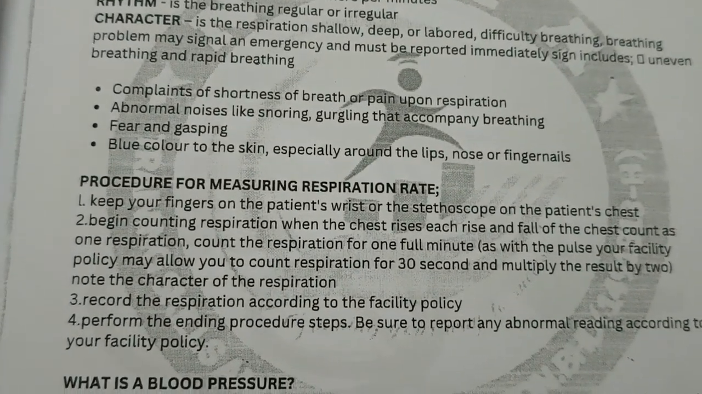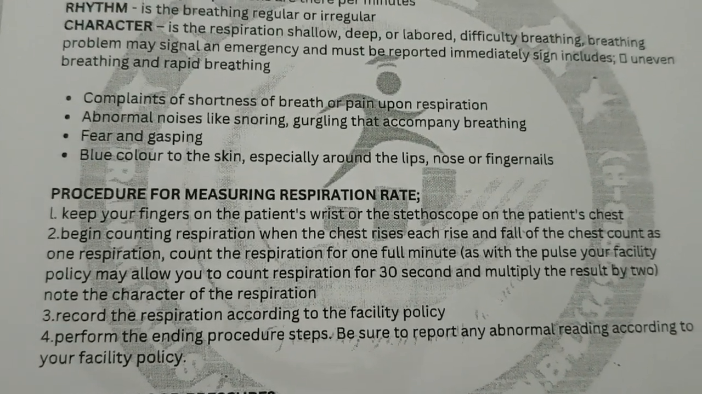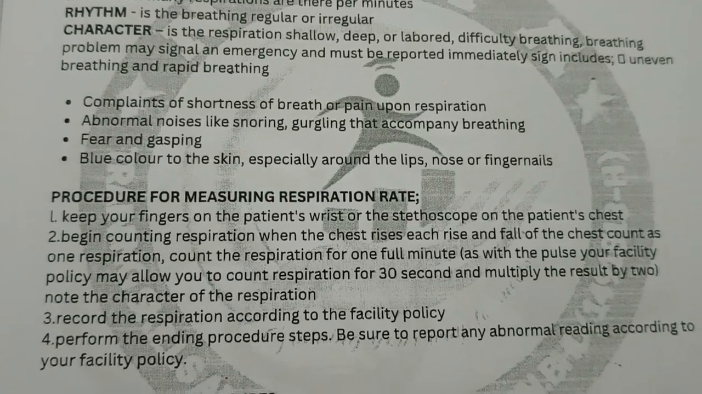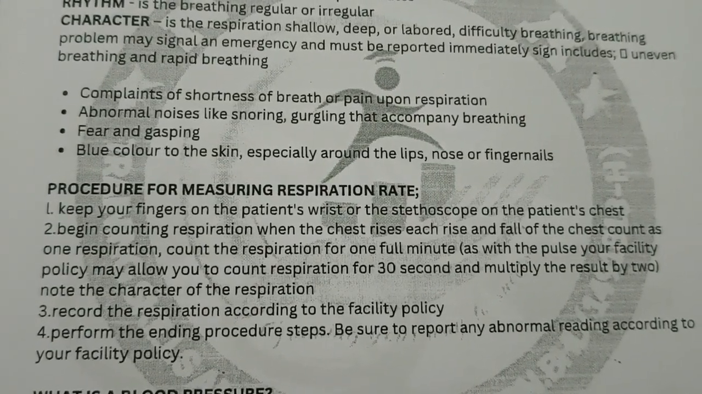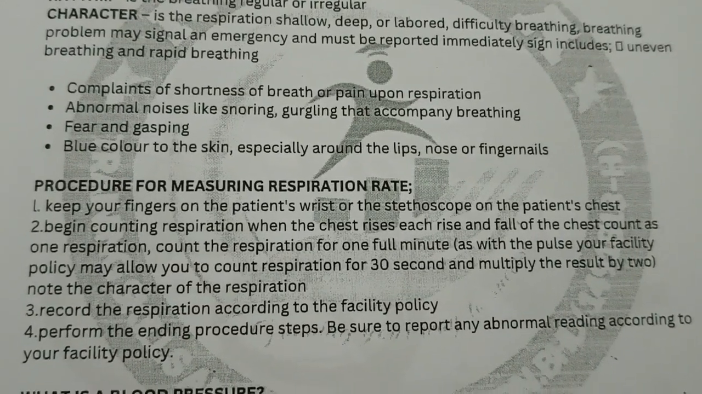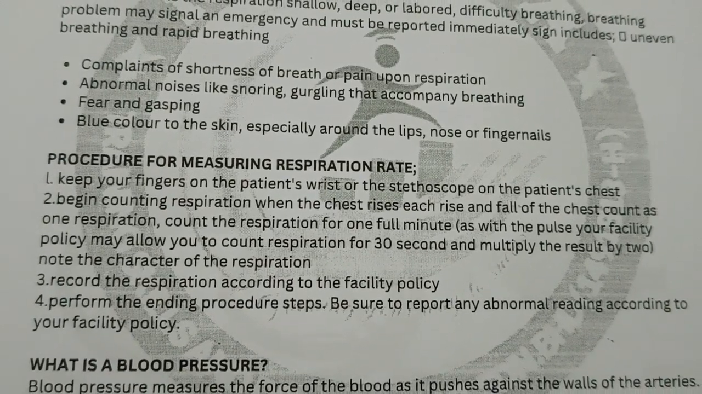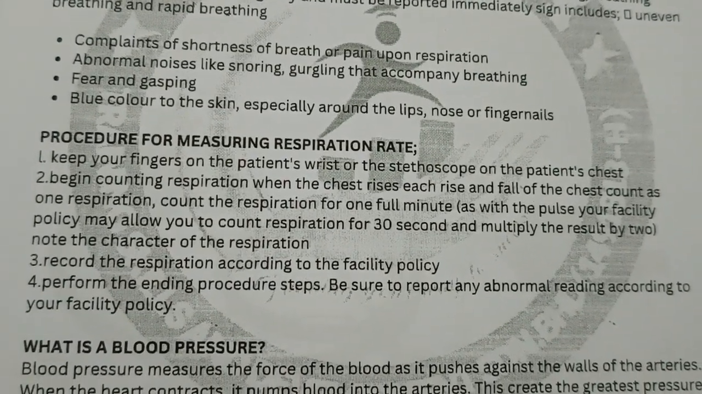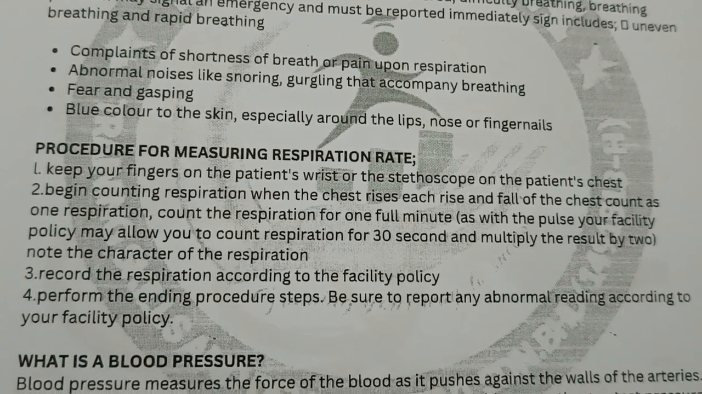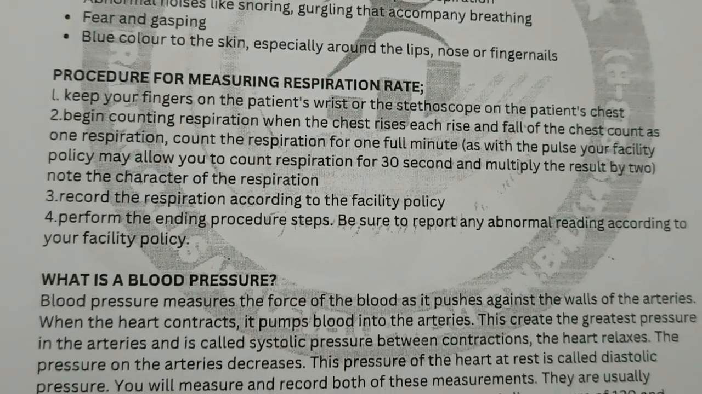Procedure for measuring respiration rate. Keep your finger on the patient's wrist or the stethoscope on the patient's chest. Begin counting respirations when the chest rises; each rise and fall of the chest counts as one respiration. Record the respiration according to the facility's policy. Perform the ending procedure steps. Be sure to report abnormal readings according to your facility policy.